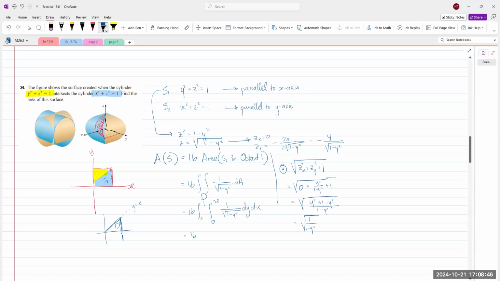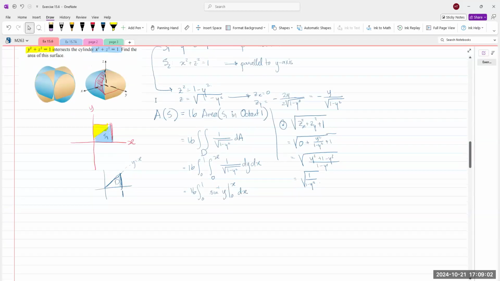So that's 16 times the integral from 0 to 1. The integral of this is sine inverse y from 0 to x dx, right? And then this will be 16 times the integral from 0 to 1 of sine inverse x minus sine inverse 0, which is 0. Let me write it down first. You know what? Sine inverse 0 is 0.